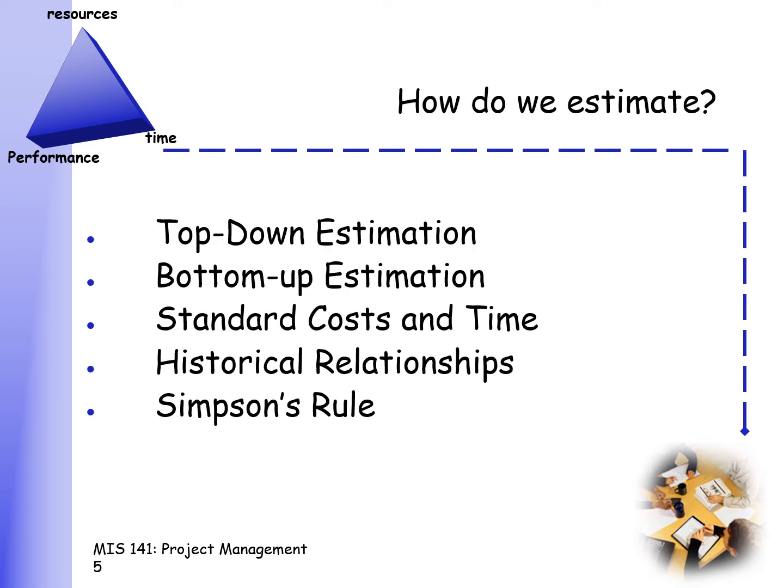So, after learning about those two terminologies, let me now give you 5 ways that we can estimate the duration of a project. The first one will be top-down estimation. The second one will be bottom-up estimation. The third one will be standard cost and time. The fourth one is what we call historical relationships. And the last one will be Simpson's rule.